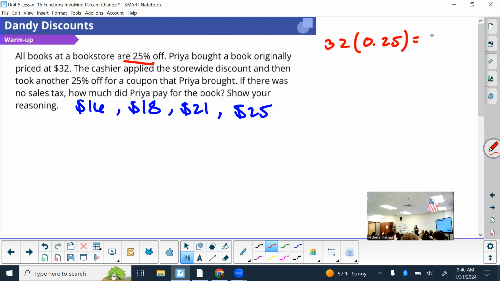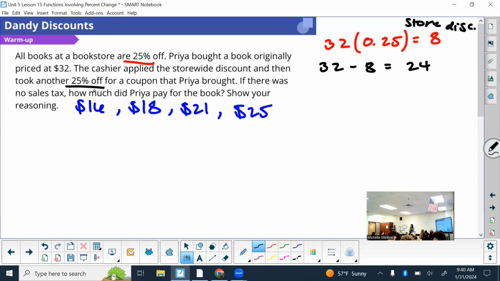I'll just guess. 8. That's the first discount. That's the store discount. That's not what she's paying. That's just the store discount. To get what she's paying after just that, how much does she pay just after the store discount? But then she has a coupon that gives her another 25% off.